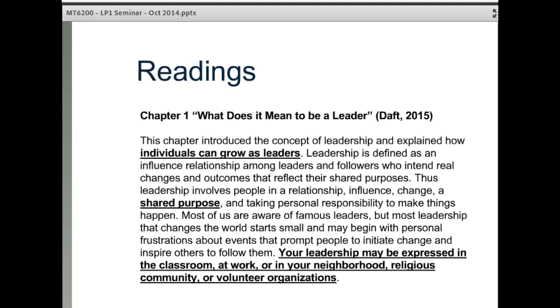So your leadership may be expressed in the classroom, at work, in your neighborhood, religious community, or volunteer organization. So look for every opportunity to lead. I mean, it's going to take some work. It's going to take some fortitude for you to step up and say, hey, I can lead. I can do this. Maybe it's a small role to begin with, but whatever it is, take that chance. It's going to bring significant value to you. It's going to make things better for you. Yeah, it's going to get you out of your shell, but that's all part of it. It's all part of it to take that chance, to be accountable, to be responsible.